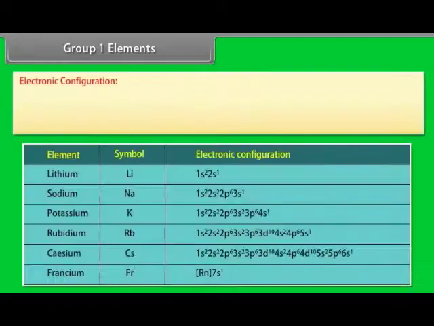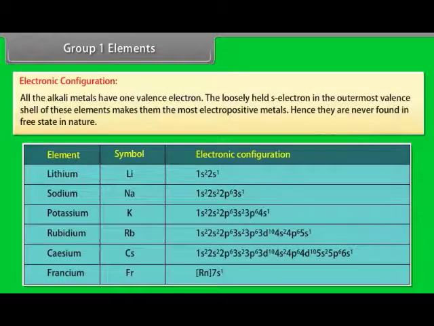Group 1 elements. Electronic configuration. All the alkali metals have one valence electron. The loosely held S electron in the outermost valence shell of these elements makes them the most electropositive metals. Hence, they are never found in the free state in nature.